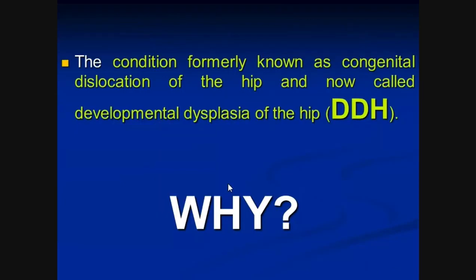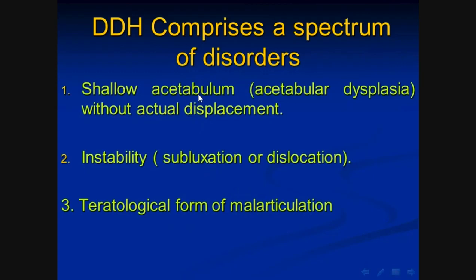The condition was previously known as congenital dislocation of the hip joint, and now it is called developmental dysplasia of the hip. Why? Because they showed that shallow acetabulum, acetabular dysplasia, can be associated with dislocation. So it is not the head that is dislocated alone. Sometimes it is associated with a shallow acetabulum with or without dislocation of the head of the femur.